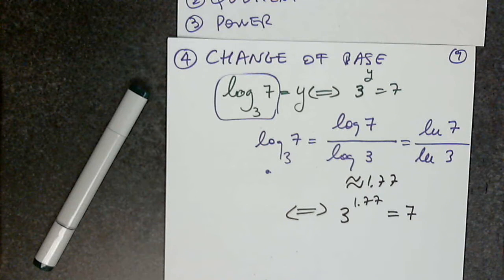Now if I raise 3 to 1.77, do you think I'm going to get 7? No, of course not. I'm going to get 6.99.